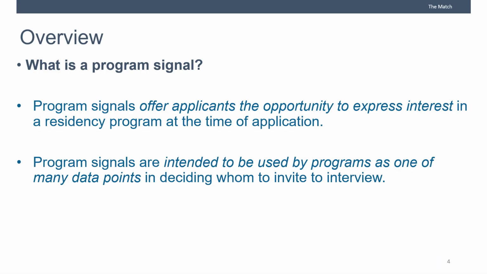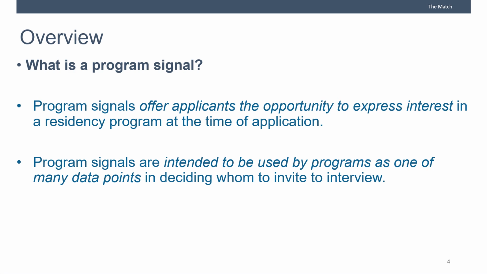Most of us are already familiar with the concept of program signals, but it's important to understand their purpose. Program signals were designed to give all applicants the opportunity to share their genuine interest in a program at the time of application. While applicants report that signals reflect their genuine interest, no empirical evidence has yet linked signals with satisfaction in a program. Program signals should not be overinterpreted or used in isolation.